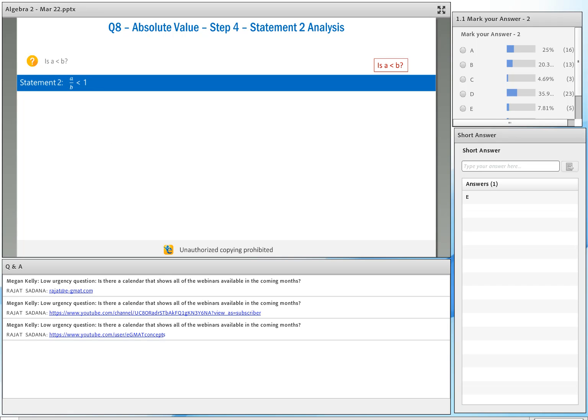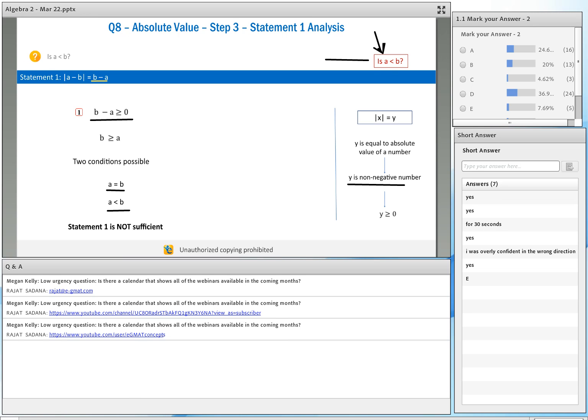Let's now analyze statement 2 independently. All right, good. Okay, I'm going to go to the previous slide. I'm going to hold it over here for 30 seconds. And again, the beauty of this question is when you solve this question, you understand the whole concept of absolute value. Okay, let's go towards statement 2.